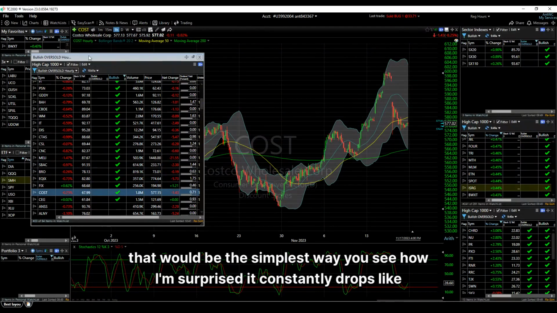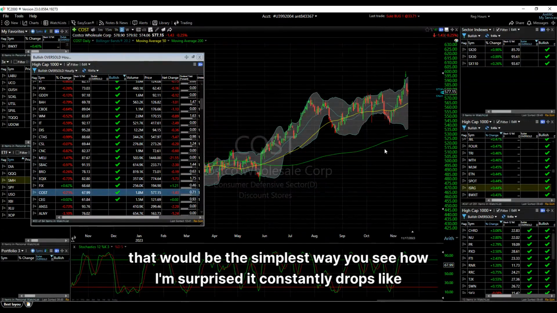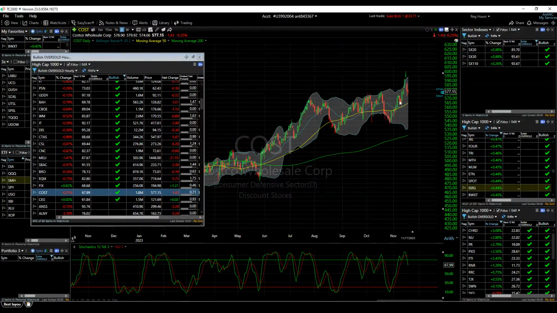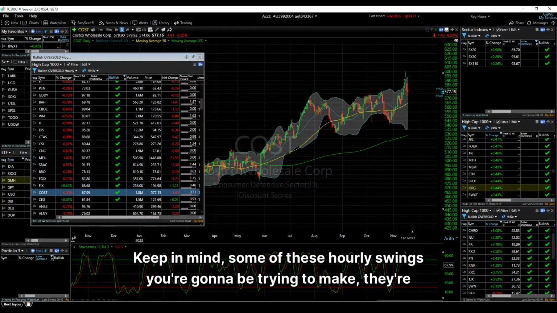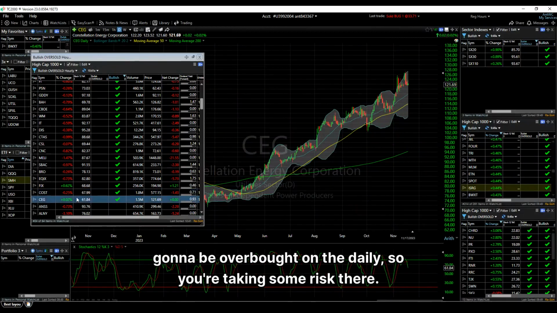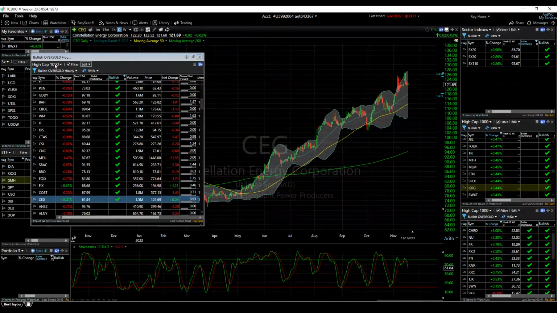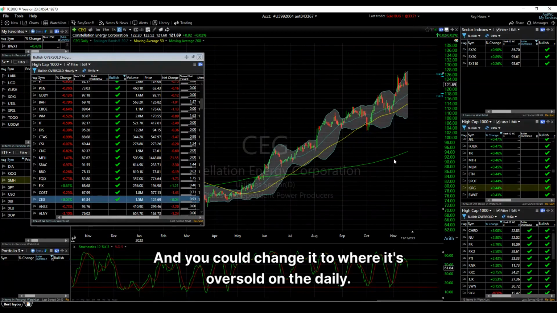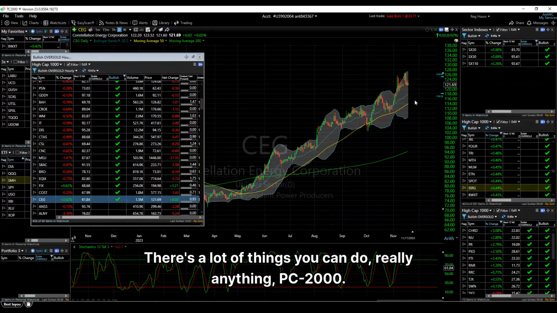That would be the simplest way. You see how I'm surprised stocks will drop like that. Keep in mind, some of these hourly swings you're going to be trying to make, they're going to be overbought on the daily, so you take some risk there. And you could change it to where it's oversold on the daily. There's a lot of things you can do.